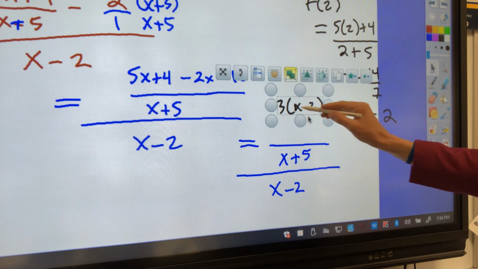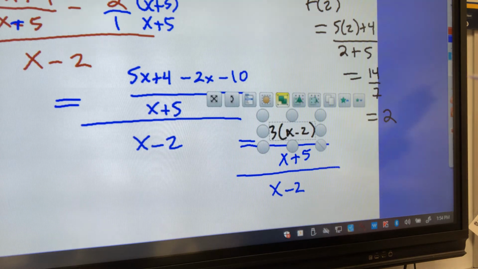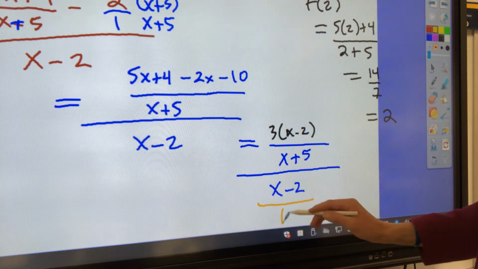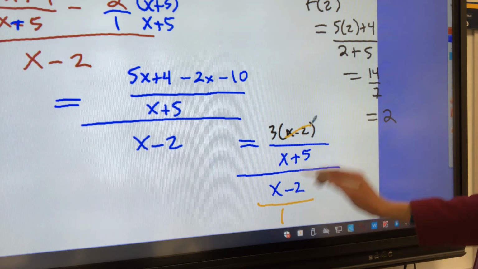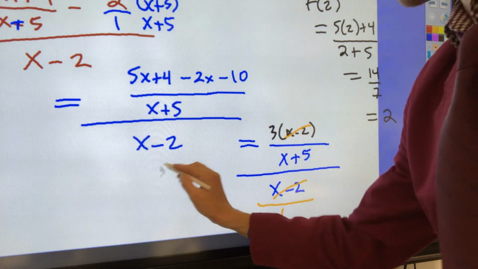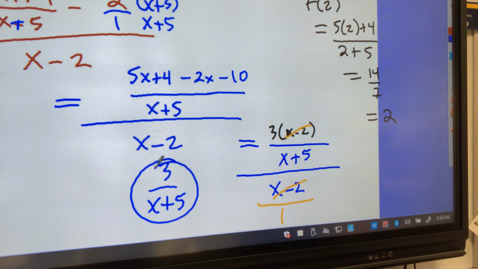I'm trying to save space. Come on, let me pull down here. Look at that. Because these are in the same location, consider this over 1. They're both numerator, numerator. They cancel. So I'm left with 3 over x plus 5. 3 over x plus 5 is my answer. That x minus 2 canceled nicely.